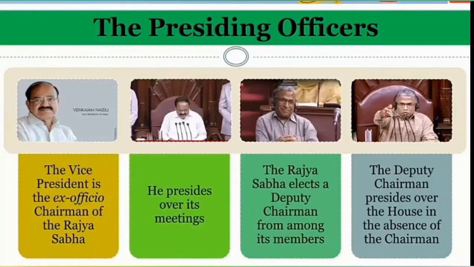Then we have the presiding officer. The presiding officer of the Rajya Sabha is the ex officio chairman, who is the vice president. He is not a member of either house of parliament. In the Rajya Sabha he has no right to vote except to break a tie. He presides over its meetings. He elects the deputy chairman from among its members. The deputy chairman presides over the house in the absence of the chairman.